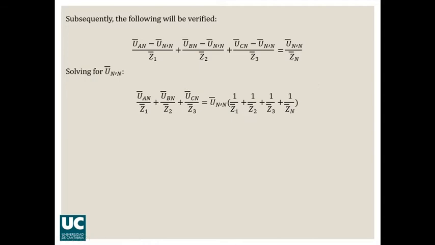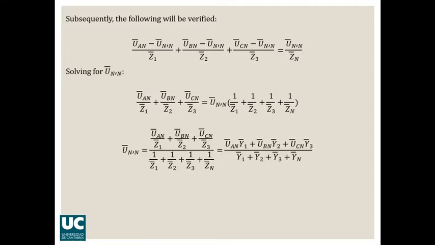So in that situation you will have something like this. You will have this term, which is difference in potential between A and N divided by the impedance of the first load, this other term, and this other term, and in the other side you will have this that you have extracted because it was in all the terms, and multiplied by 1 divided by the impedance of each of the three loads connected to the phases plus 1 divided by the impedance of the neutral conductor.